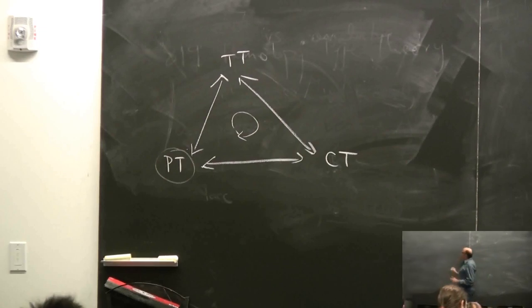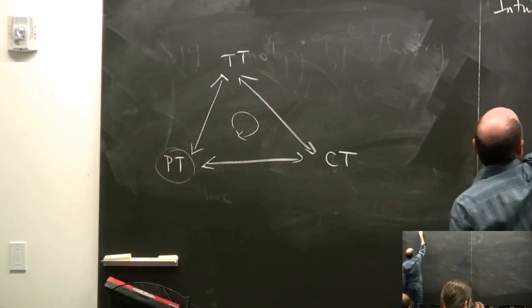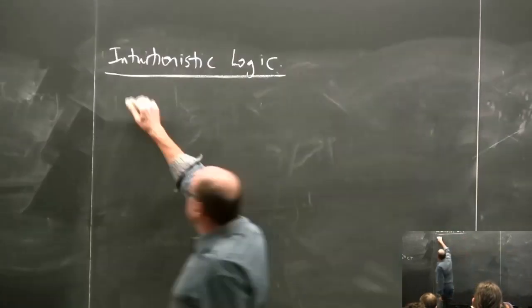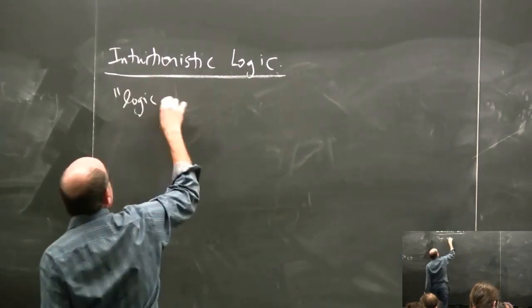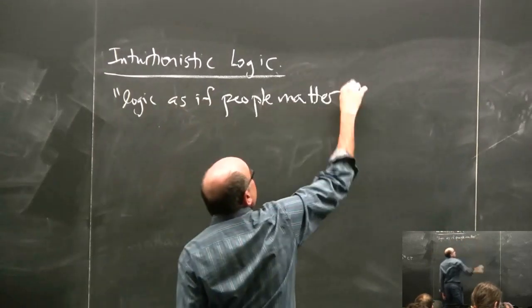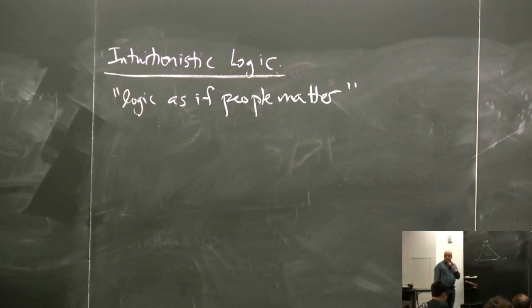So let's now start out with what is meant by the idea of intuitionistic logic. And I mentioned this to you before. And I sometimes like to describe intuitionistic logic as if people mattered. And this is really just a formulation of Brouwer's principle, which is the notion that intuitionistic logic is grounded on the idea that it's a social process, and I'll explain why.